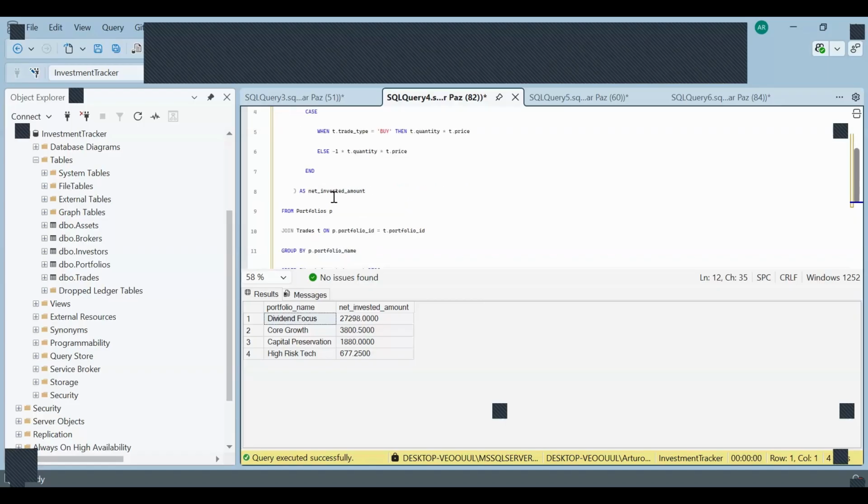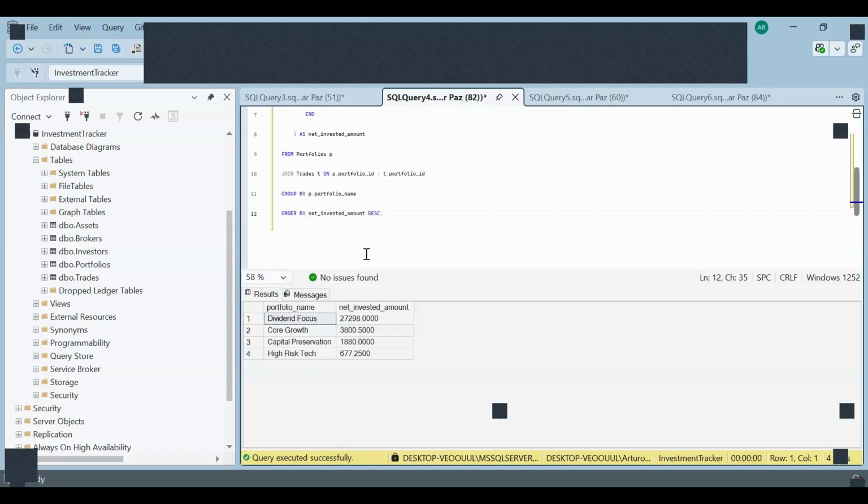So then the group by clause groups the results by portfolio name. It's ordered by the net investment amount, so the total amount, in descending order. So the ones that have a higher net investment amount show first, and so on.